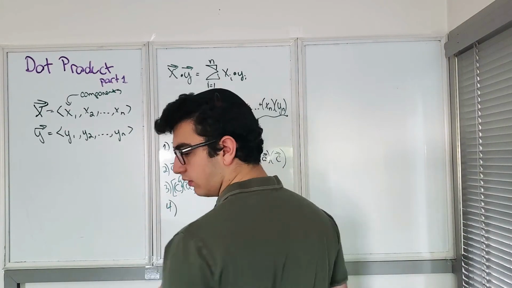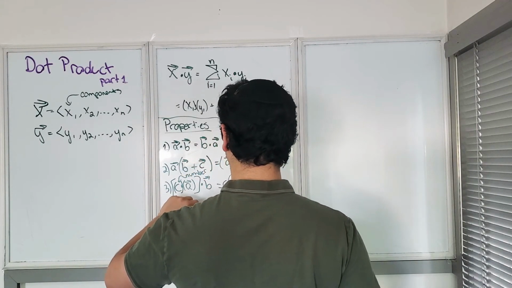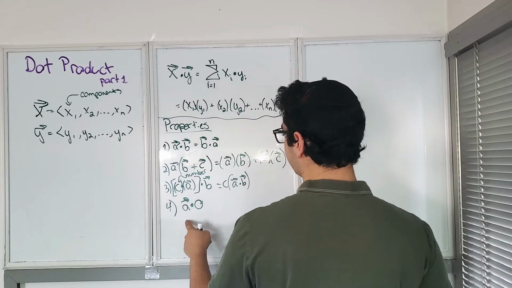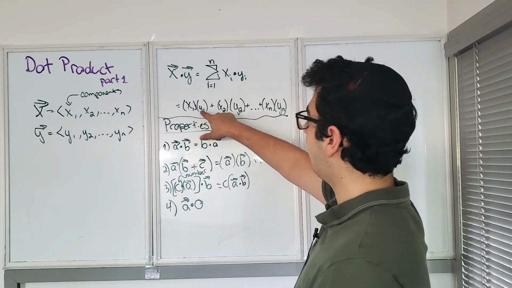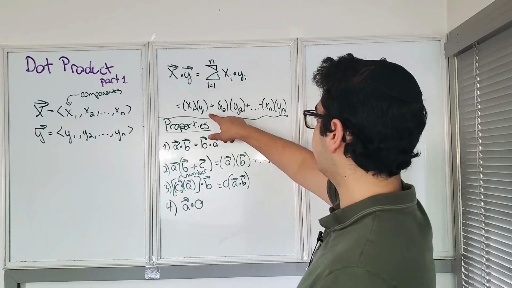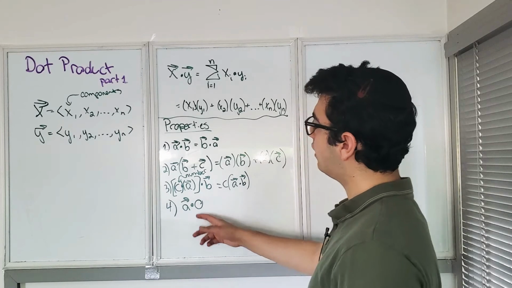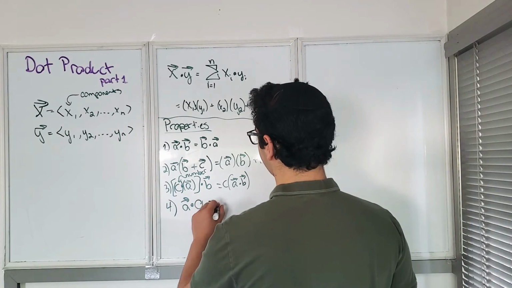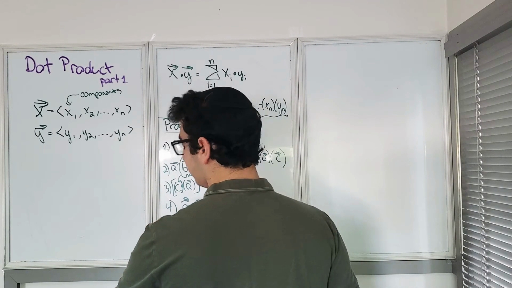And now our fourth property: if I do a dot product of any vector with 0, if you look at our summation, it'll just be like a1 times 0 plus a2 times 0, on and on. So you're just going to end up with a 0 in every component. So your answer is just going to be 0.